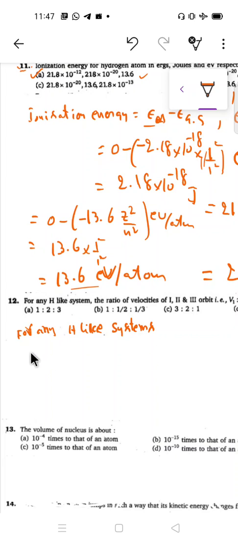Vn is equal to V1 into Z by n. Okay, V1 is the velocity of the first Bohr orbit. V1 is equal to the velocity of the first Bohr orbit. Vn is equal to the velocity of the first Bohr orbit.